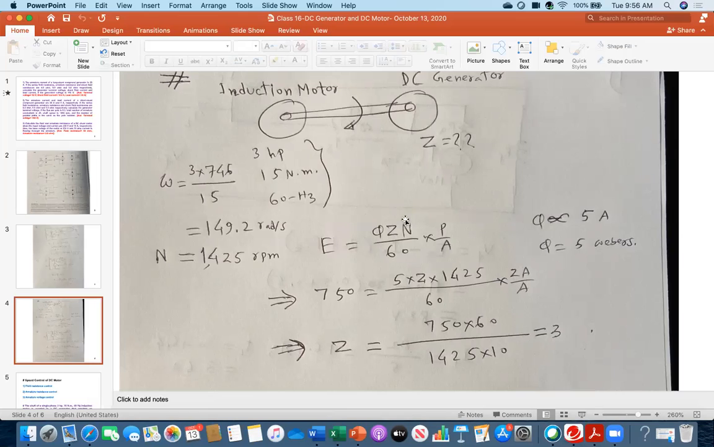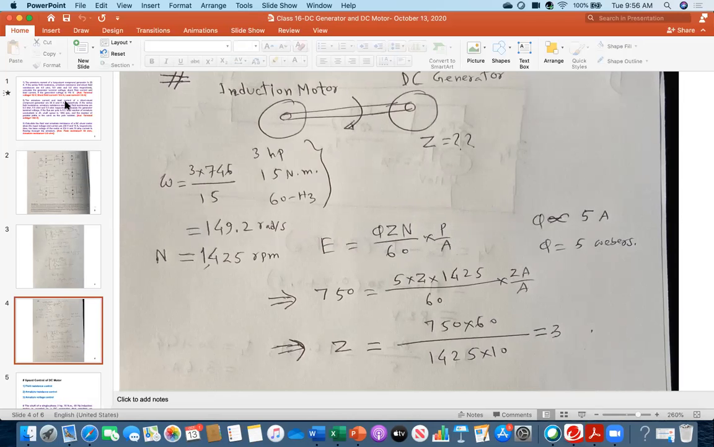Everybody, have you written down this equation? Okay, can you hear me? Yeah, we can. So please write down this E equation. I mean, you already have, but I am showing it again. E equal to phi Gn over 60 multiplied by phi over A. This will be your EA equation.